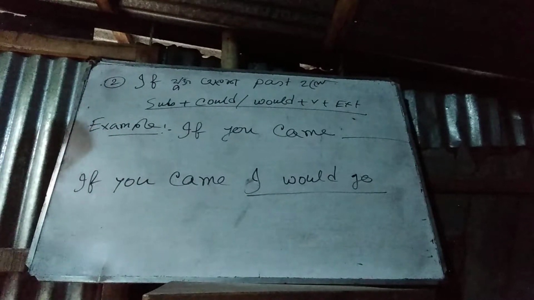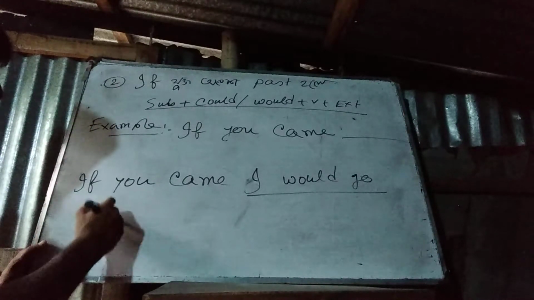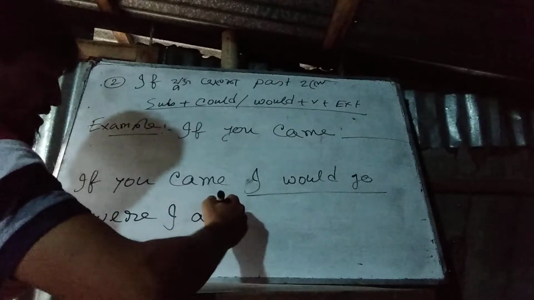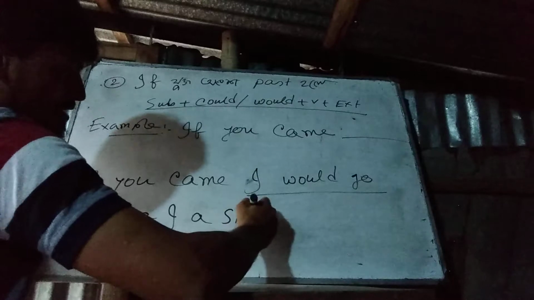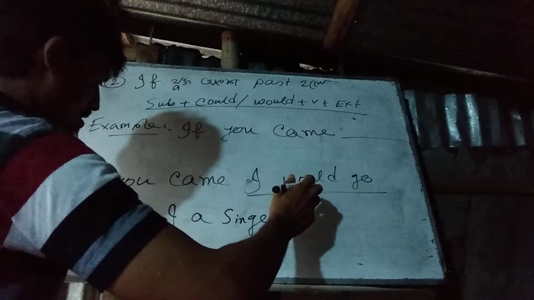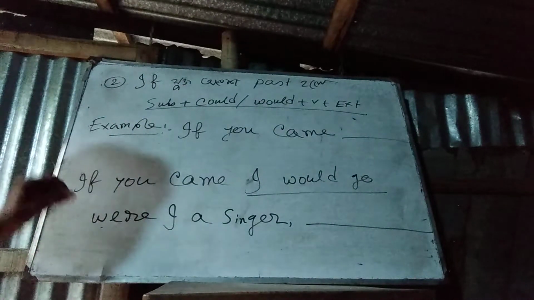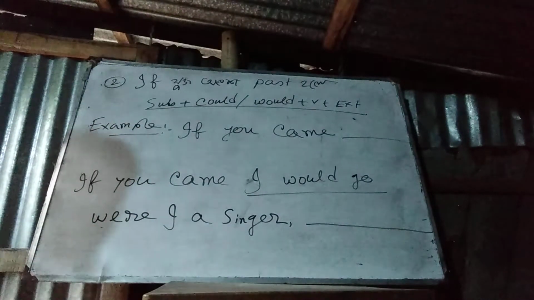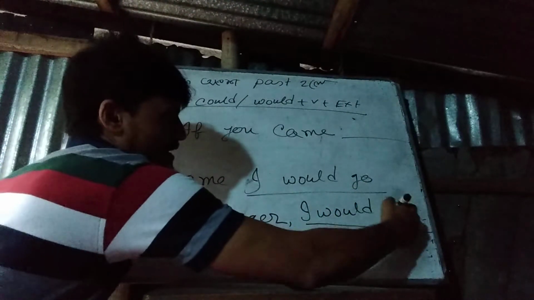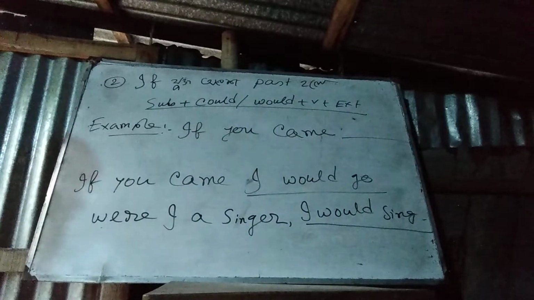And another aspect of second condition is like where I. So second condition গুলো আবার এমন ভাবে আসতে পারে, where I a singer, I would sing. যদি আমি গায়ক হতাম আমি গান গাইতাম.